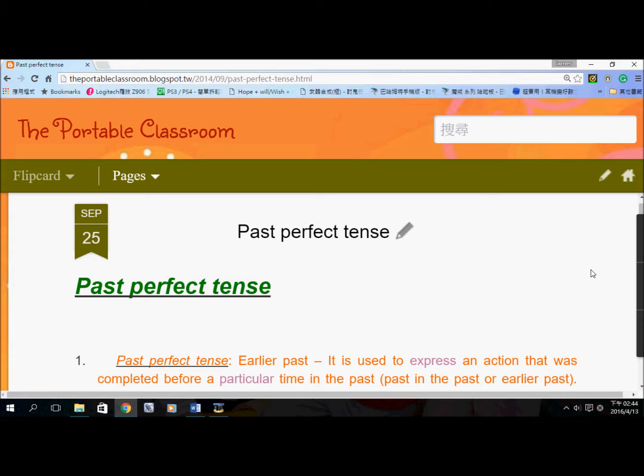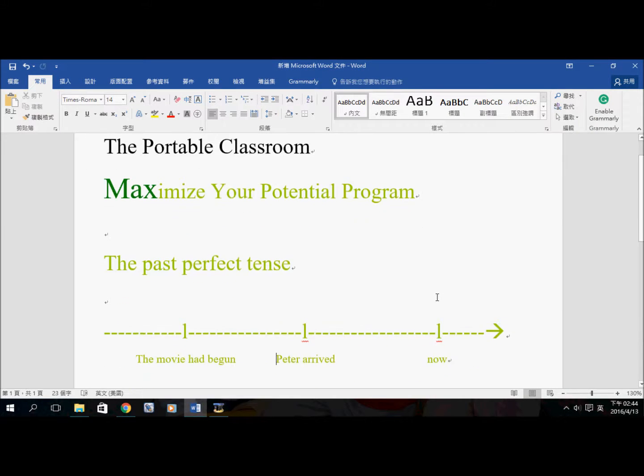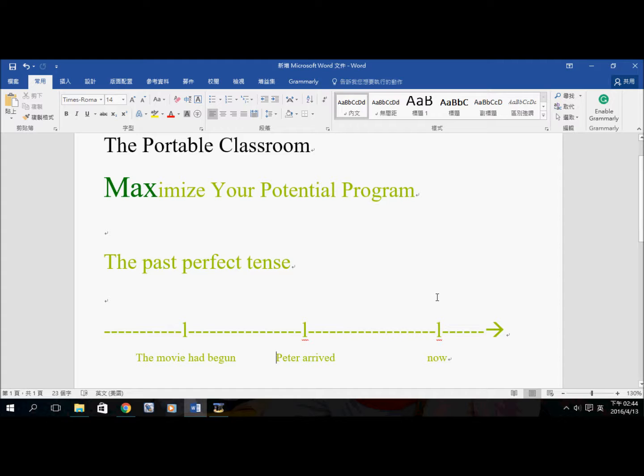Today, we are going to talk about the past perfect tense. First, we're going to talk about how and when to use the past perfect tense. Now, we use the past perfect tense to talk about something that happened before a past event.